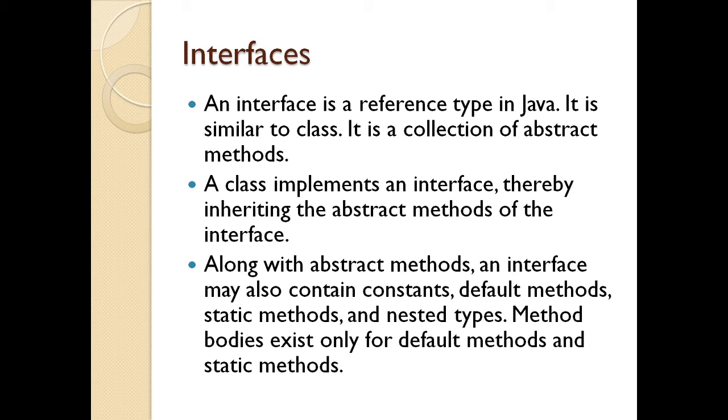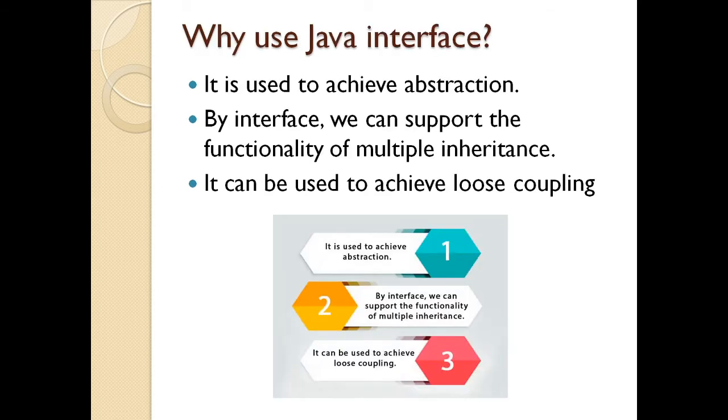So, why do we need to use interfaces in Java? Because they are used to achieve abstraction. By interface, we can support the functionality of multiple inheritance. It can be used to achieve loose coupling. Now, this image specifies why we have to use the interface. Now, what are the similarities of an interface to a class?